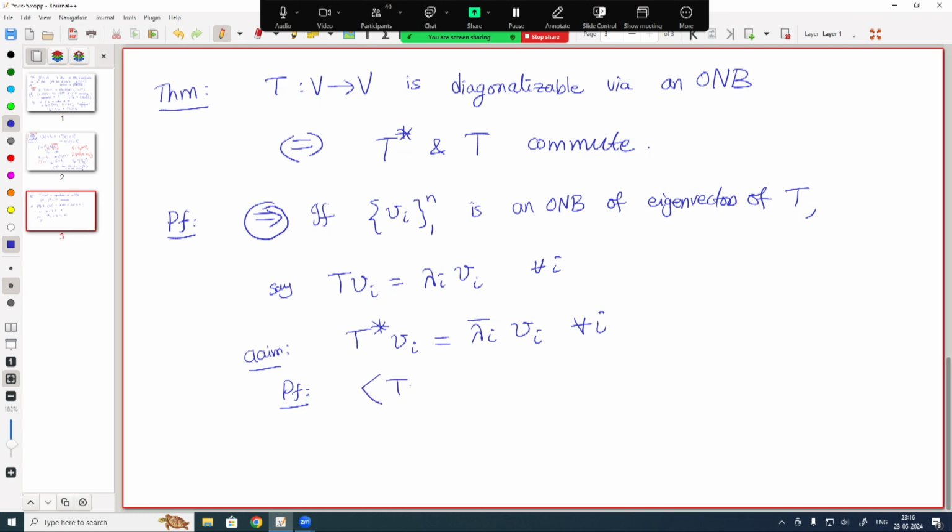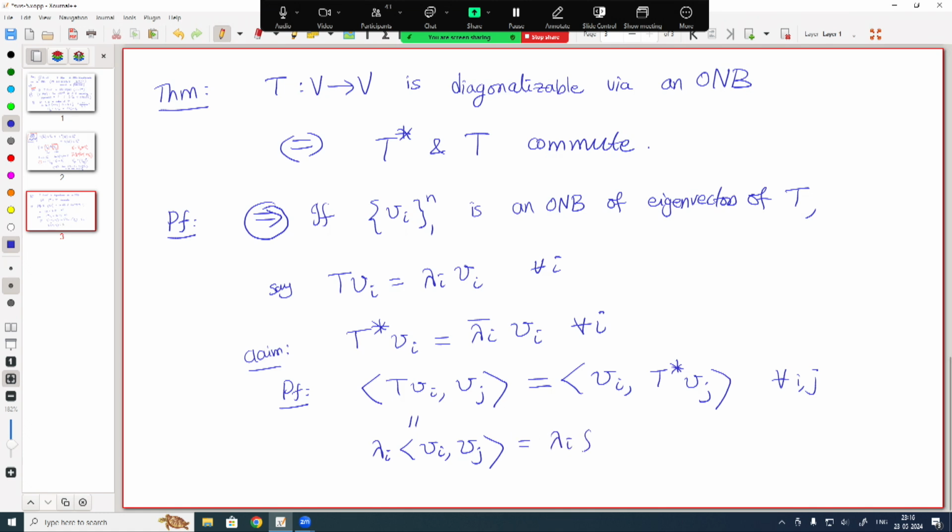So, what property does it satisfy? Tx comma y, but I will apply it to Vi, Vj, is Vi comma T star Vj. I know that this is true for all i, j. Okay. So, now let us just unravel what both sides are. I do not know the right hand side, I know the left hand side. T Vi, Vj is just lambda i Vi, Vj because it is an eigenvector, and inner product of Vi with Vj is what? 0 or 1 because I picked an orthonormal basis. So, it is just lambda i times delta ij.